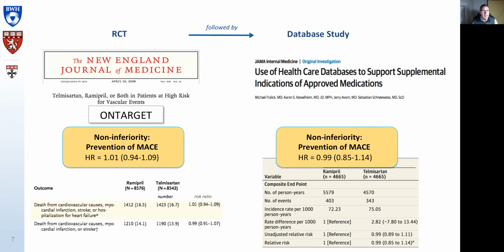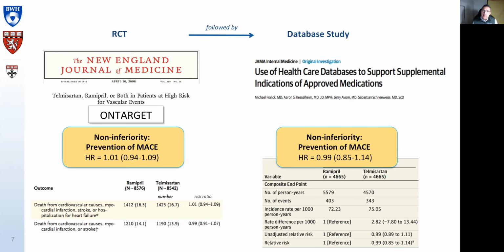Here's an example, the ONTARGET trial, comparing telmisartan, an ARB, against ramipril, an ACE inhibitor, in order to establish non-inferiority between those two treatments with regard to cardiovascular endpoints. Telmisartan was at that point already marketed for about 10 years for the treatment of hypertension, but the company wanted to broaden the indication. And FDA made them do this large randomized trial, costing in the hundreds of thousands of dollars.